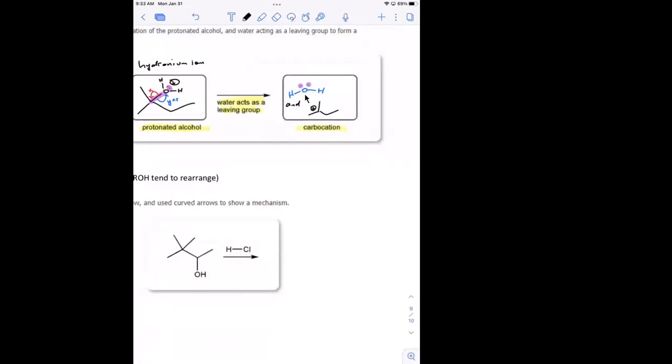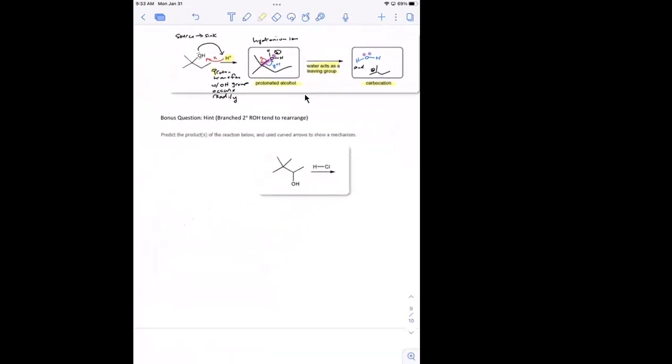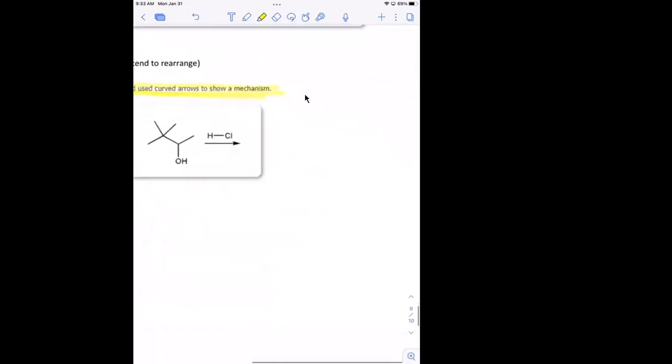All right, so with this last problem, let's see what we can do with this. It says bonus, but this is not a bonus question. When you turn this in, you're going to turn the whole thing in. It says predict the products of the reaction below and use curved arrows to show a mechanism. All right. So with this particular reaction, let me show you the product, and then we're going to go back and work our way through it to see if we can figure out where it came from.